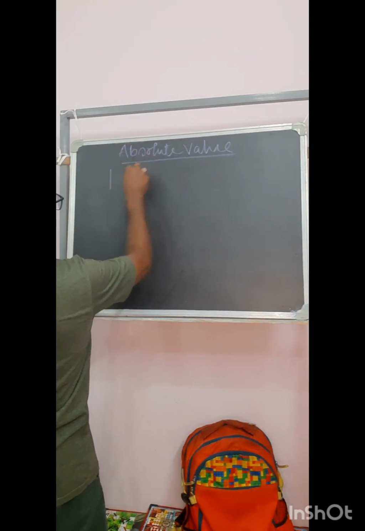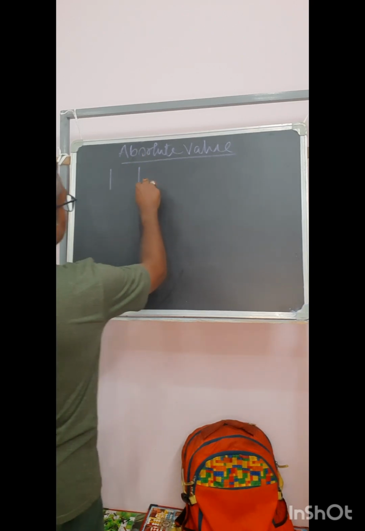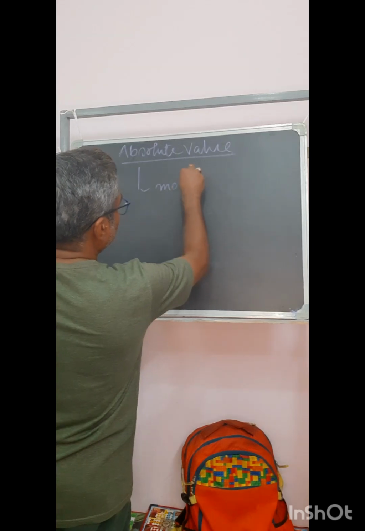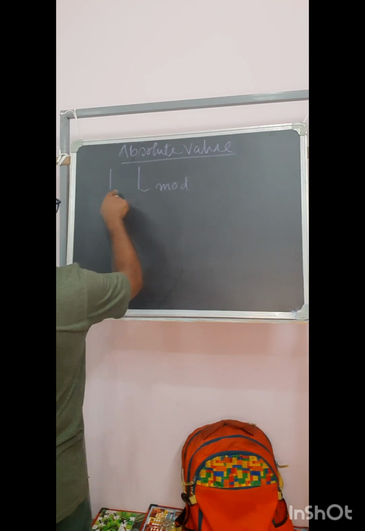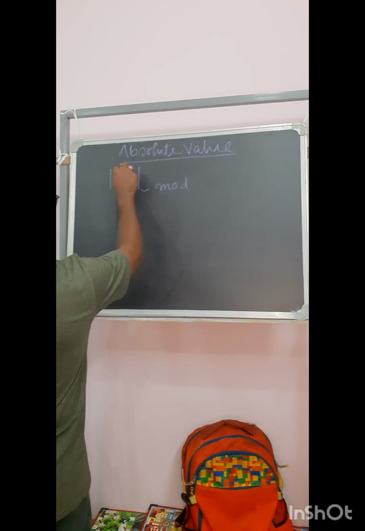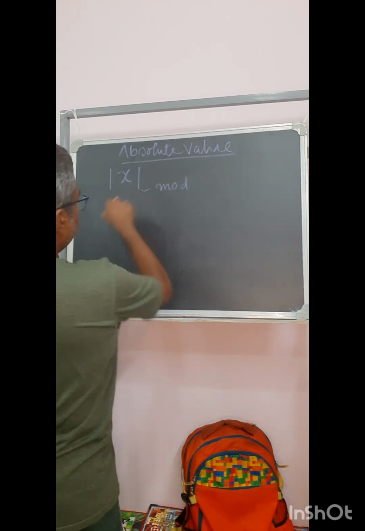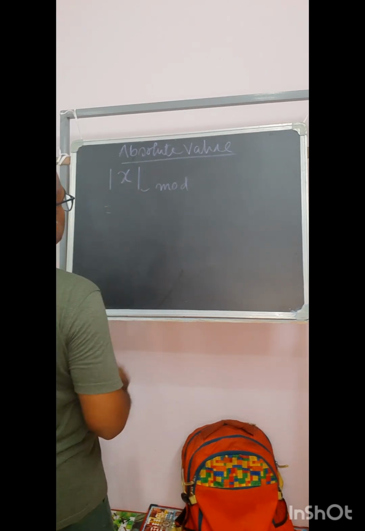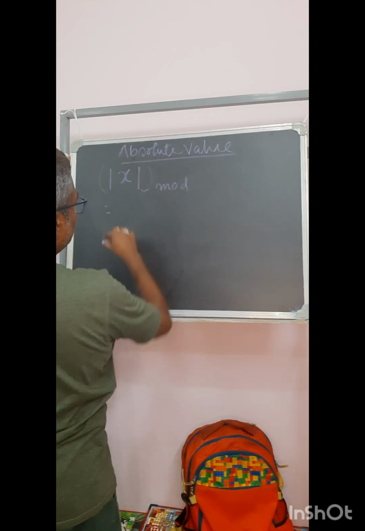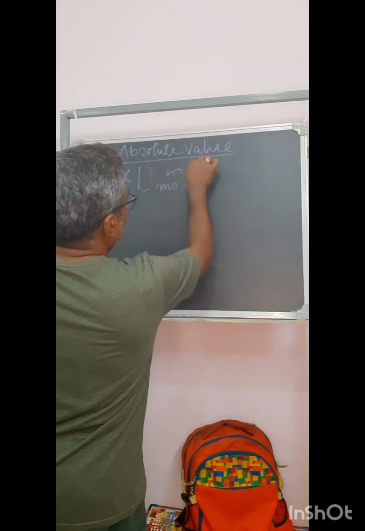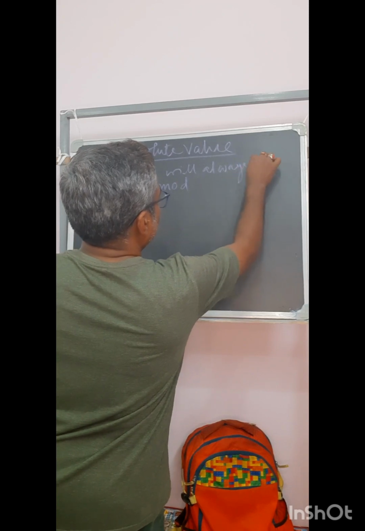Now this sign is called the mod value. So in between these two parallel bars, if any constants or variables are there, it signifies that the value of this as a whole will always be positive.